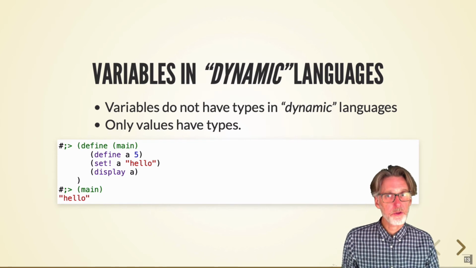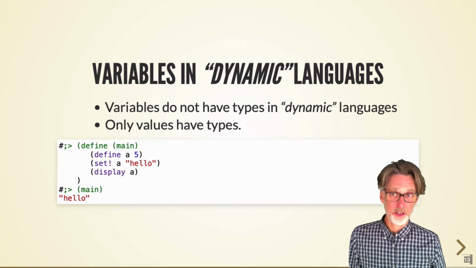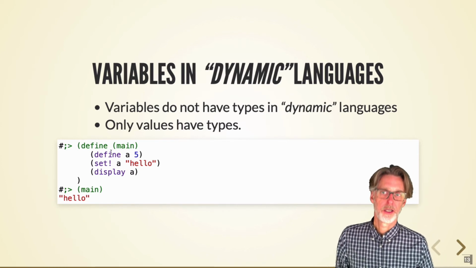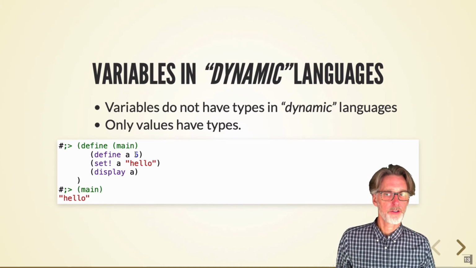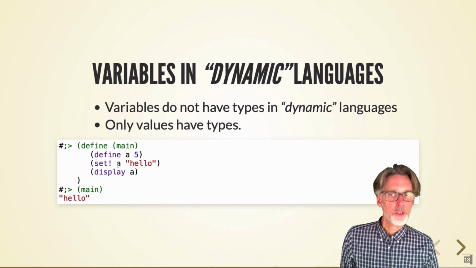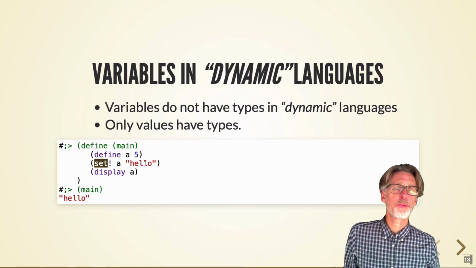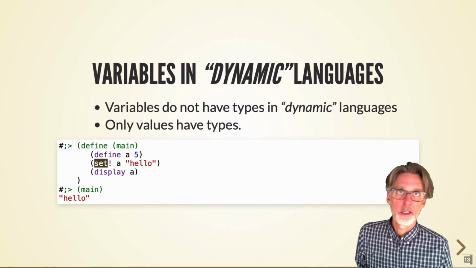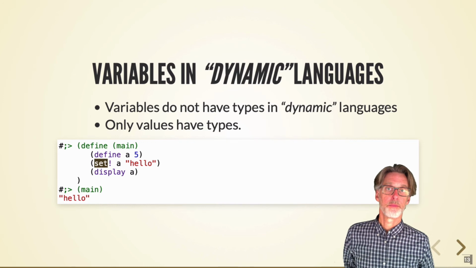In dynamic languages, variables do not have types. Only values have types. This is the same program written in Scheme, where I've defined a main function that initially associates 5 with a, then it mutates the variable using the set! operation to hold a string. This is perfectly fine in Scheme. Variables don't have types. Any value can be associated with any variable at any time.